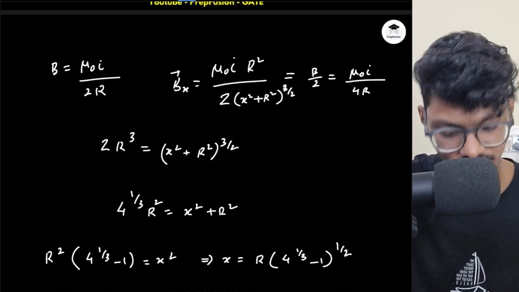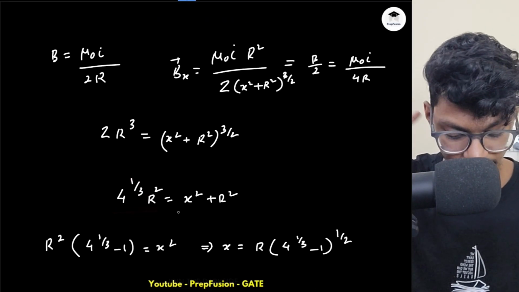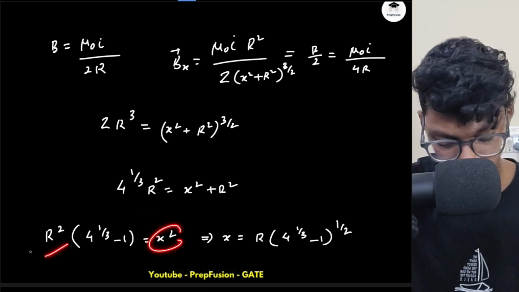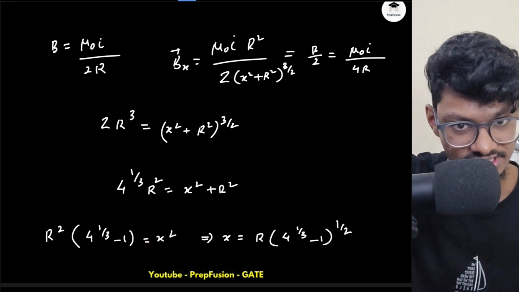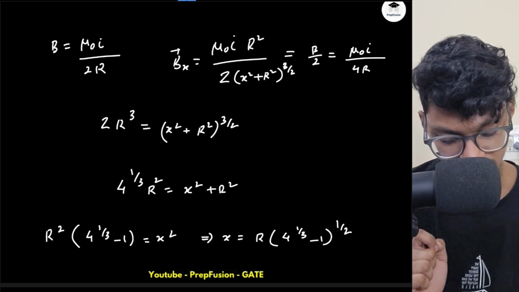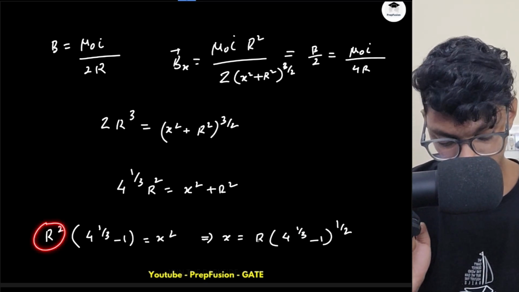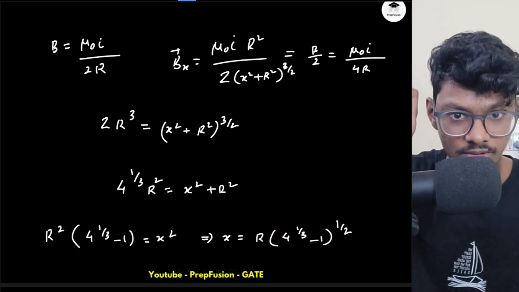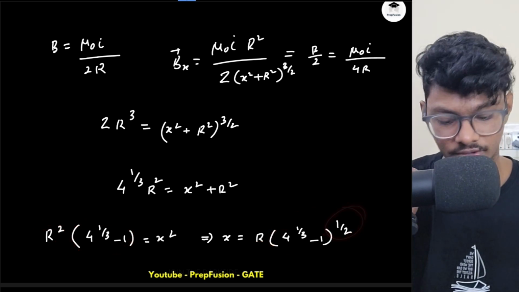I will not explain calculations here. So this will be 4 raised to power 1 by 3 r square. Now I will take the r square common. If I take the r square common, x square will be this, but I have to find x. So I will take the whole under root of this expression. The r square under root will be r, and this whole expression under root will be 4 raised to power 1 by 3 minus 1 whole raised to power 1 by 2. Okay. This is a good question.